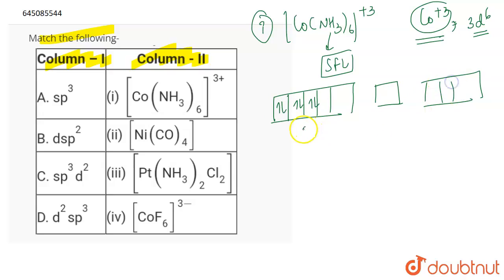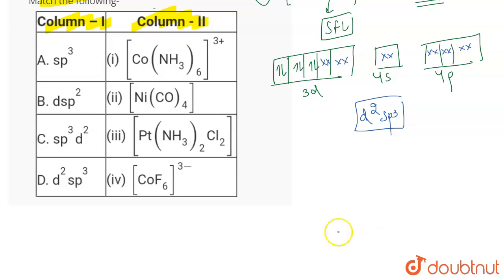If this is the 3d orbital, this is the 4s orbital, and this is the 4p orbital, and as 6 ligands are attached to it, it is going to show d2sp3 hybridization. It is going to form an inner orbital complex. 6 pairs of ligands are going to combine here, and the hybridization that it will show is d2sp3. So from here, one thing is clear: the first is going to match with D.